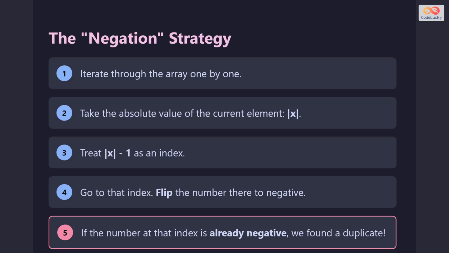This leads us to the negation strategy. We iterate through the array. For each number, we look at its absolute value and treat it as an index. We then go to that index and flip the number residing there to negative. If we ever try to flip a number that is already negative, it means we have visited this index before, so the current number must be a duplicate.